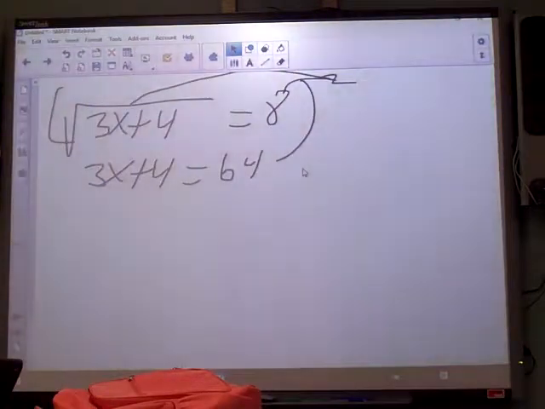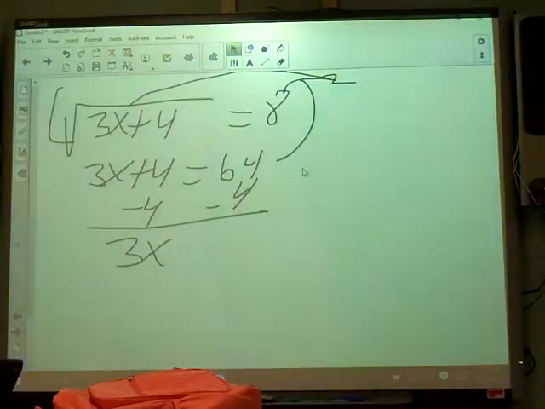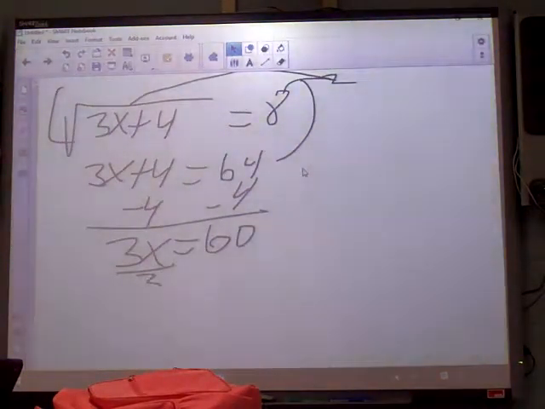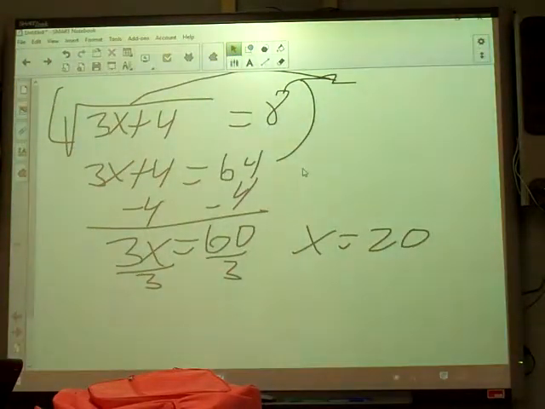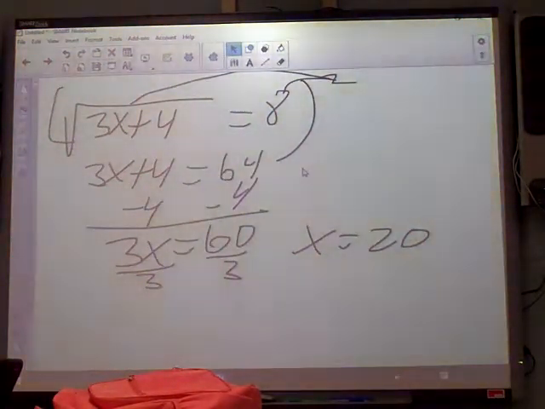What will our first step here be? Subtract your 4. Aaron said we get 3x is 60. Last step. Good job, Keston. So x is 20. Now, when we're dealing with radicals, there's limits to our answers because you can't have a negative underneath the radical, all that kind of stuff.